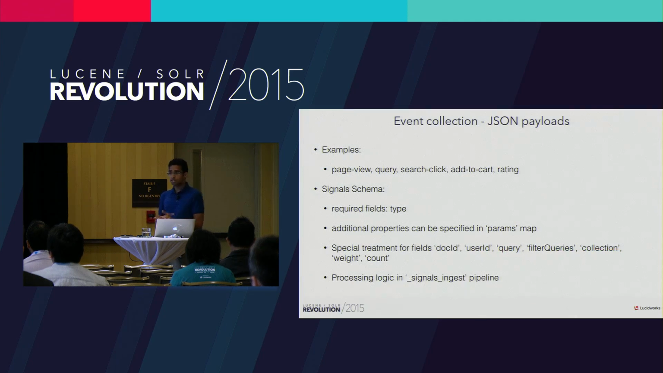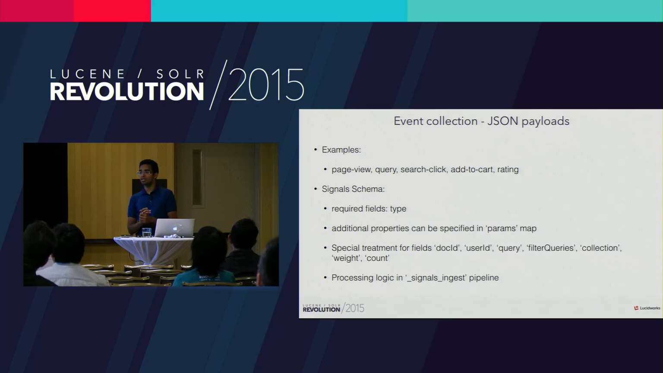Next, you might already be collecting events. You might have your own analytics system, or be tracking user events on the website, in search logs, or in web server logs. The question is, how can you send these events to Fusion? Fusion has a very generic signals payload. All you need is a field called type, and then you can customize these events and add more properties based on your events.